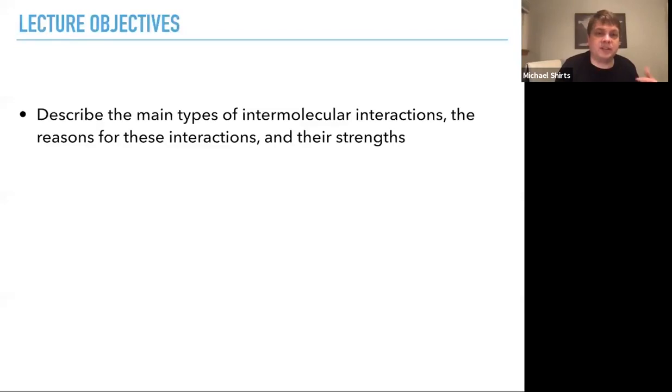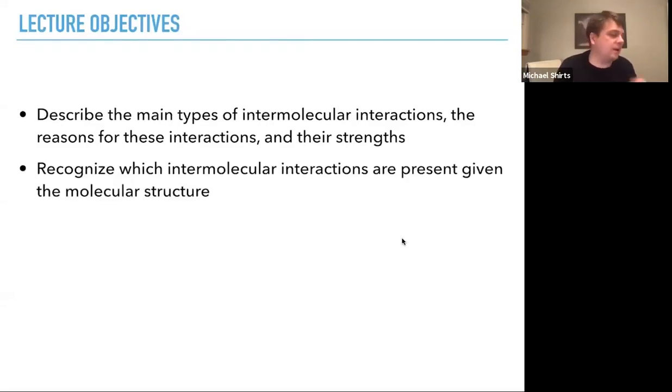All right, so we're continuing to talk about intermolecular interactions. Let's review what the objectives are for this segment. If you recall, we're going to be describing the main types of intermolecular interactions. We got through a lot of them: dipole-dipole interactions, ion-dipole interactions, and recognizing which molecular interactions are present given a molecular structure. So we've got a good sense of how to do that, looking for polarity, looking for total charge if it's an ion, and looking for hydrogen bonding.